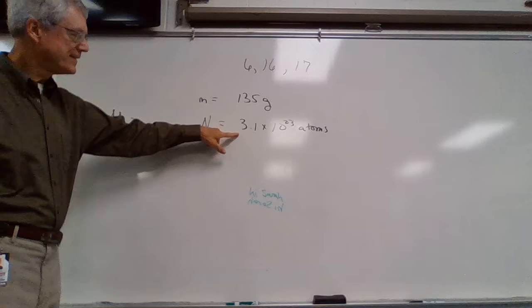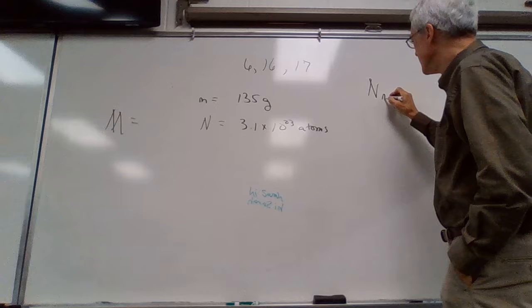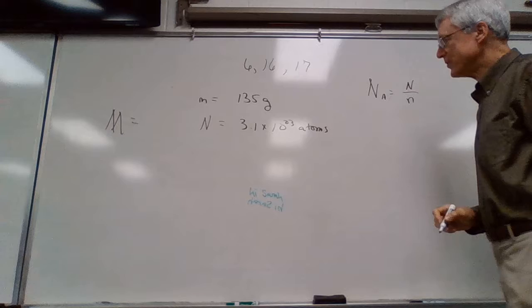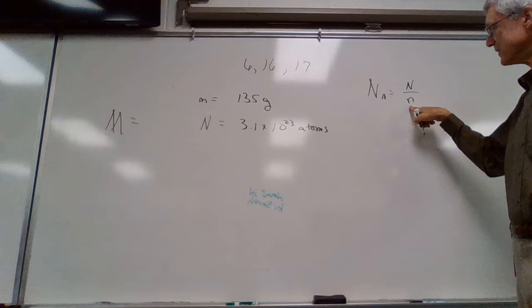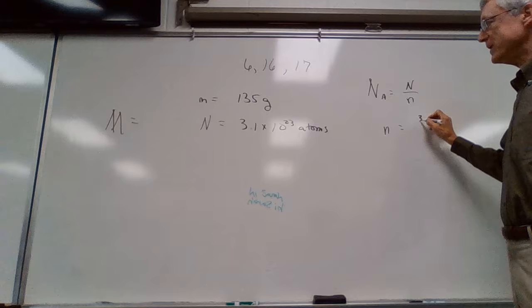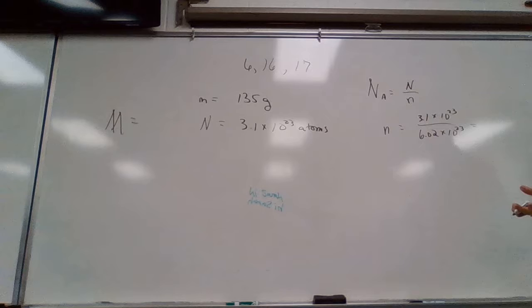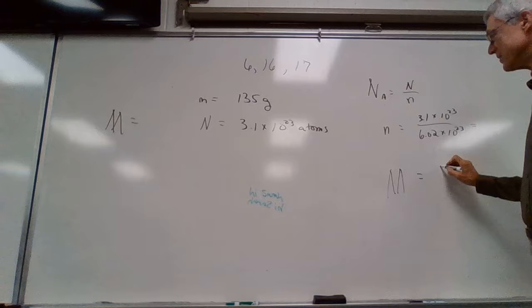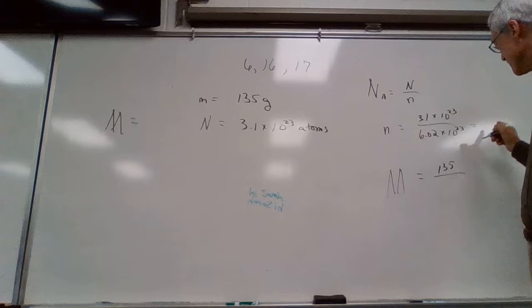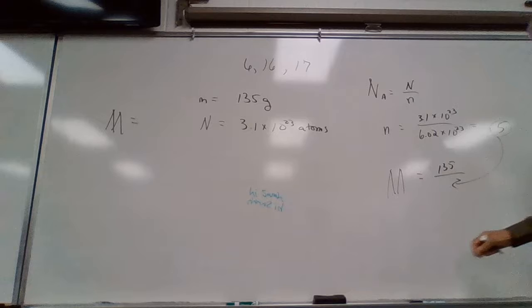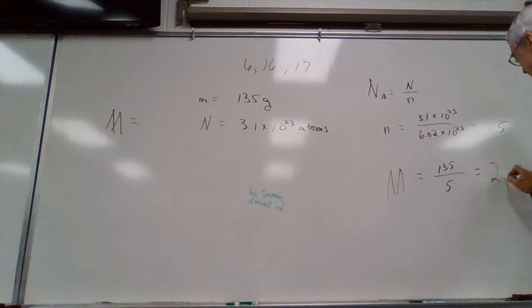And because we don't have Avogadro's number, you know that is the number of particles per mole. So we could use that to get the number of moles, right? We could say the number of moles is equal to the 3.1 times 10 to the 23rd divided by 6.02 times 10 to the 23rd, whatever that is, would be the number of moles. And then if you know the number of moles, you know that molar mass is little mass, 135, divided by number of moles, which is whatever that is. That comes out to be 5, so this is 135 divided by 5, which is 27. All right, that's how you do number 6.